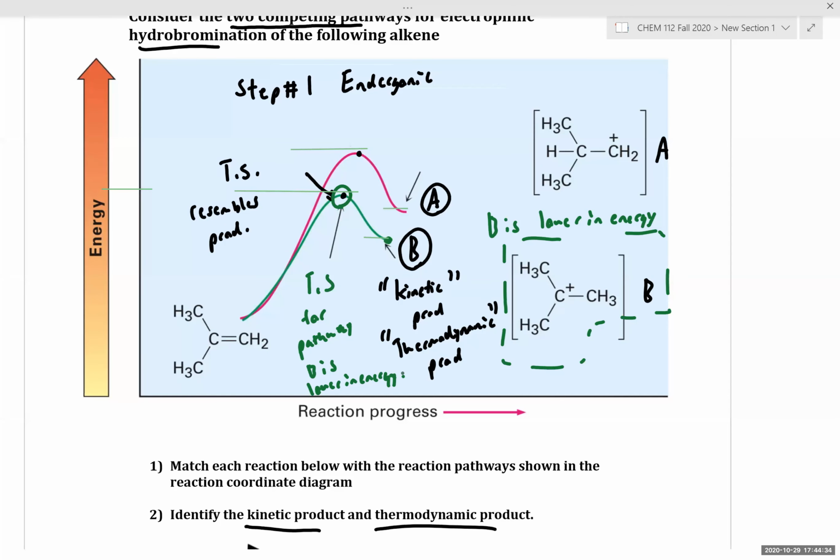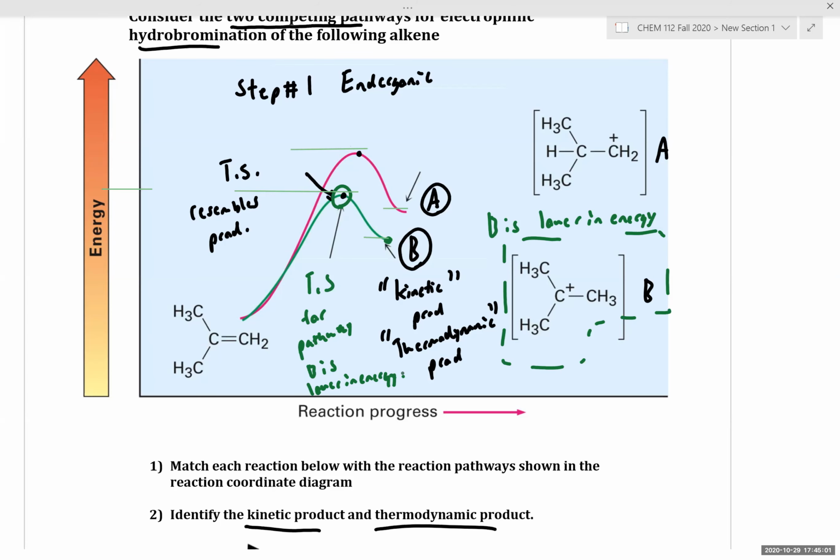So we looked at our two possible products. We said, okay, which of our two possible products is lower in energy? We noticed B is lower in energy. This is an endergonic reaction. Our transition state resembles our products. Since B is the lower energy product, the transition state for B will be lower in energy. And because of that, the activation barrier for pathway B is lower.